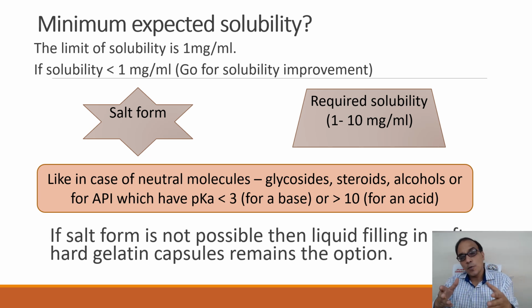If salt form is not possible, then we go for liquid filling in soft or hard gelatin capsules. That remains the only option when a salt form is not available. These are the two basic strategies for dosage form. However, in a delivery system, we can manipulate the thing in many ways.